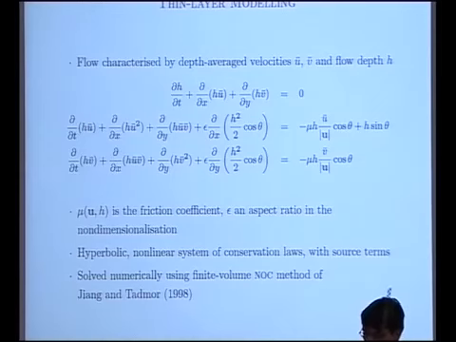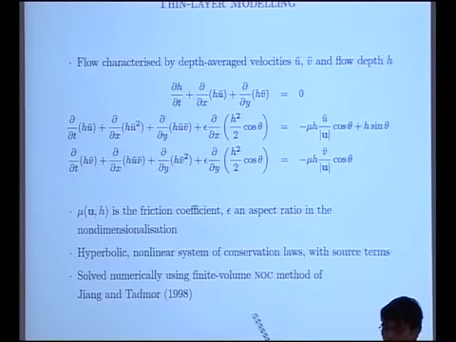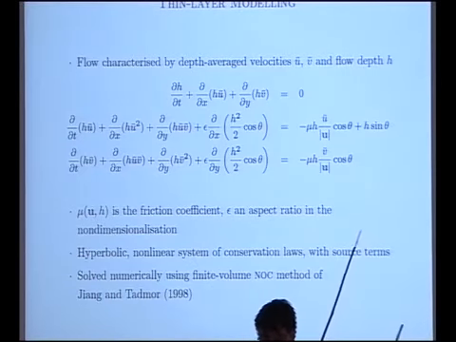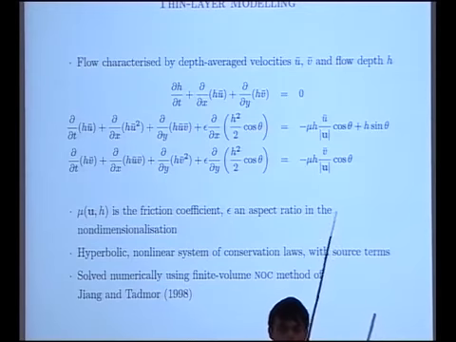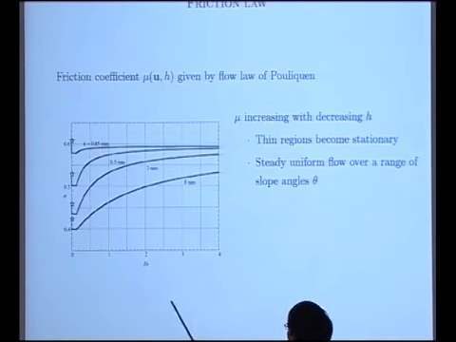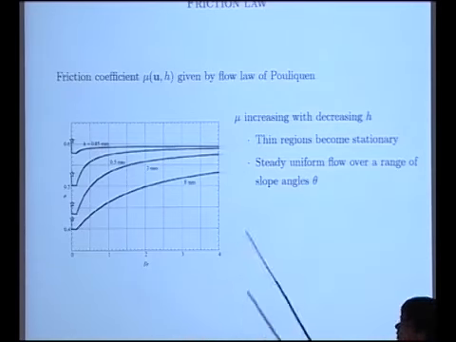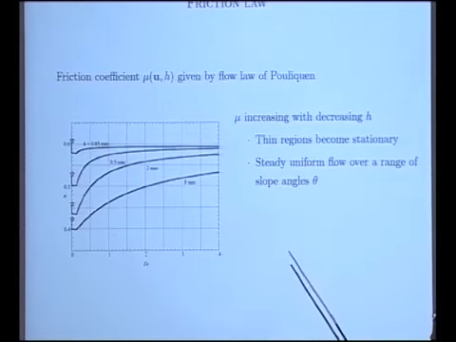One important property of this is the friction coefficient, and we're using the friction coefficient of the Pouliquen theory, so that's dependent on u and h. So these are hyperbolic nonlinear systems of conservation laws, and we solve them using a simple finite volume method.